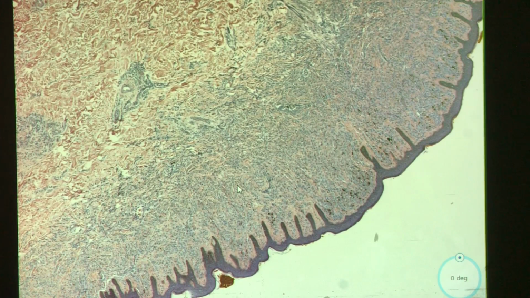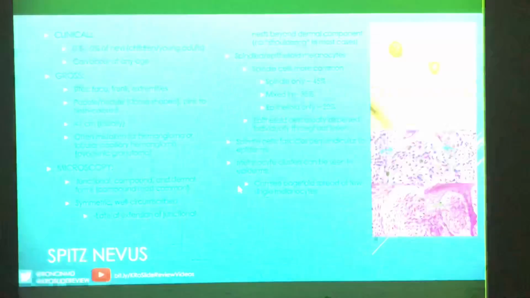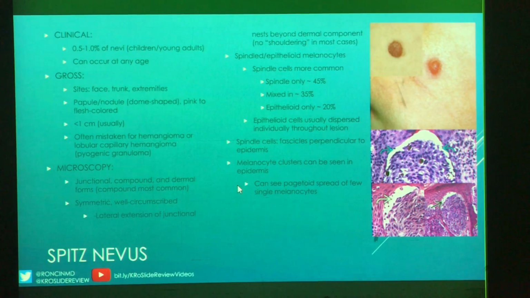Okay, yeah, so this is a Spitz nevus. And these can occur at any age, really. They're relatively uncommon. And again, face, trunk, extremities, we kind of repeat that over and over again. And these don't really look pigmented. They look more pink, red, and they're usually very small, and they can be mistaken for hemangiomas or pyogenic granulomas, lobular capillary hemangiomas, just because of their gross appearance.